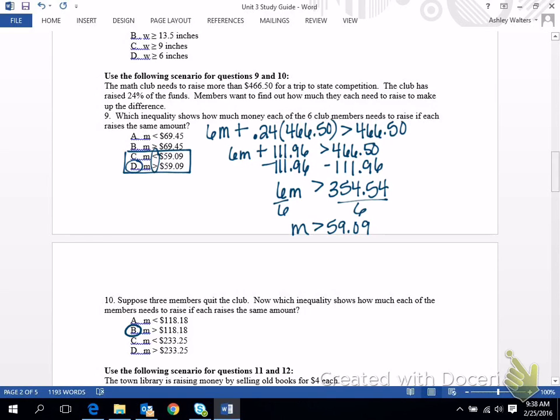$118.18. Another way you could have looked at that was to say that now I have 3 people raising money to add to our $111.96 that we found in the original, and that needs to be greater than $466.50. And if you were to solve this inequality, you would come up with M is greater than $118.18.